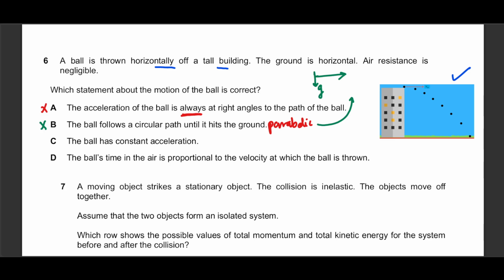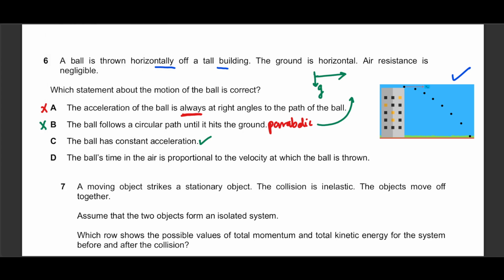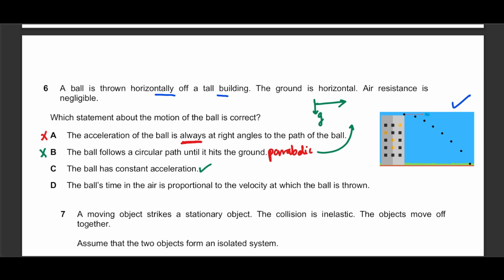Now, option C says the ball has a constant acceleration, and this is one of the best answers you can give in this situation. This looks like a good option. Option D: the ball's time in air is proportional to the velocity at which the ball is thrown. Now, this looks like a confusing statement, but is there any truth to it? So let's try to analyze this.